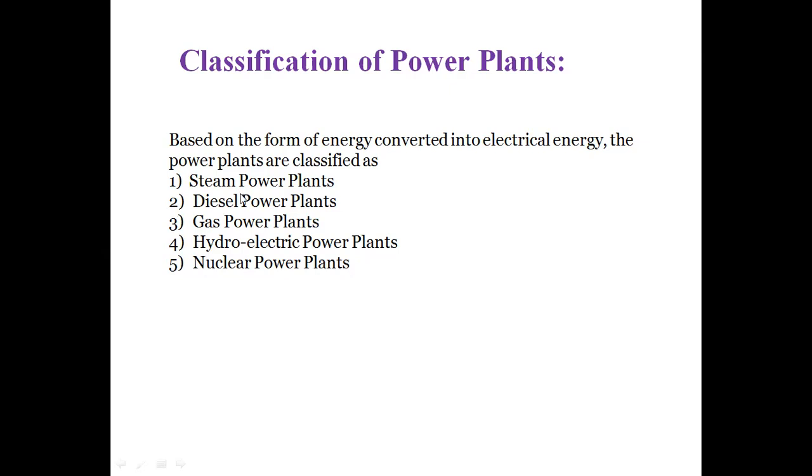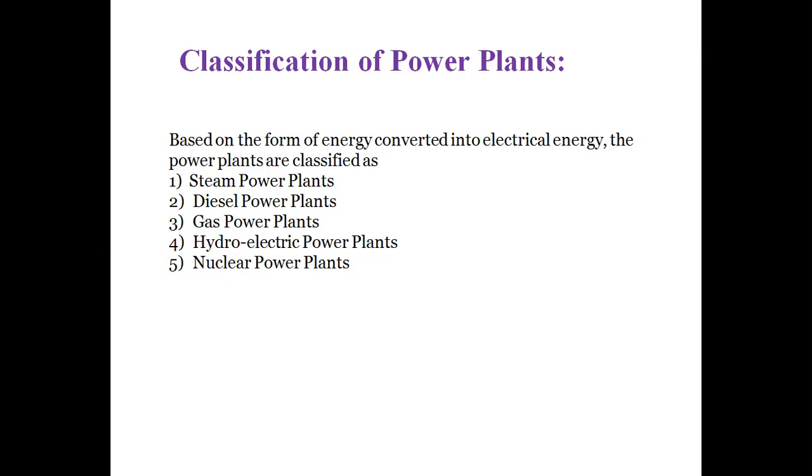And next one is the diesel power plant. In diesel power plant, we use diesel as a fuel, and the diesel engines are used as prime movers to drive the generator. The main equipments of these plants are diesel engine, engine starting and engine supercharging equipments, oil handling, oil cooling system and water cooling system.